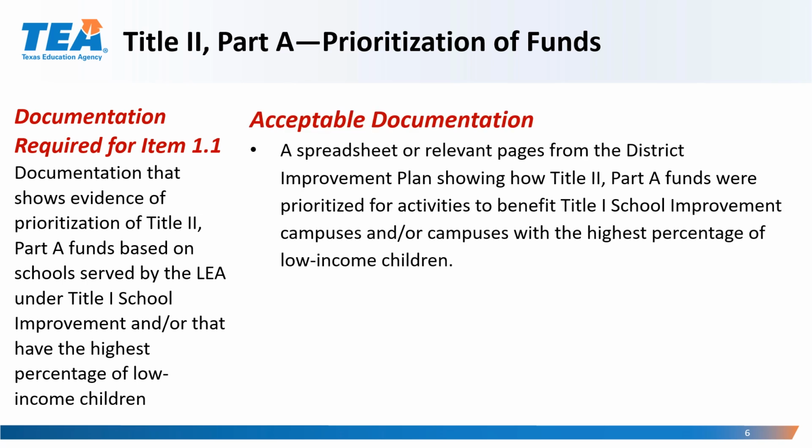Acceptable documentation for this requirement may include a spreadsheet or relevant pages from the District Improvement Plan showing how Title II Part A funds were prioritized for activities to benefit Title I school improvement campuses and/or campuses with the highest percentage of low-income children.